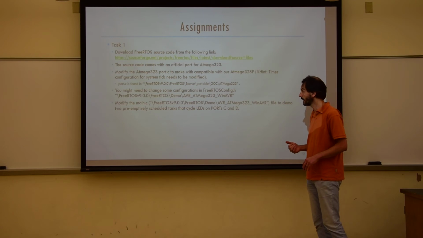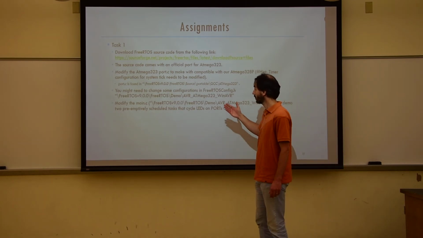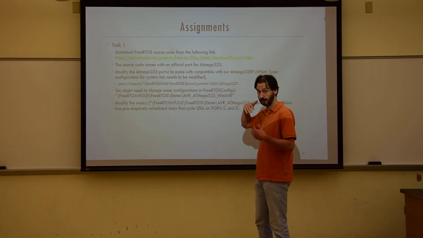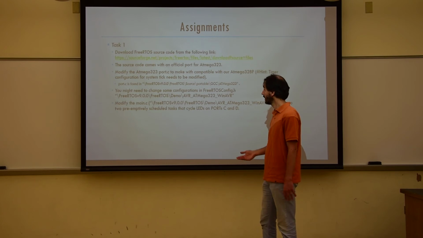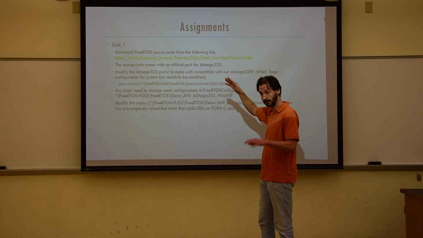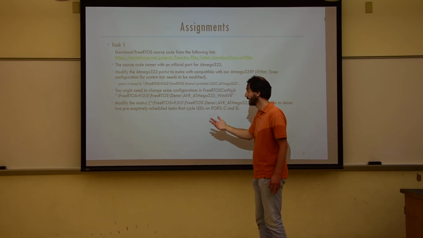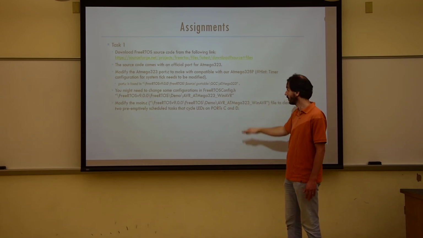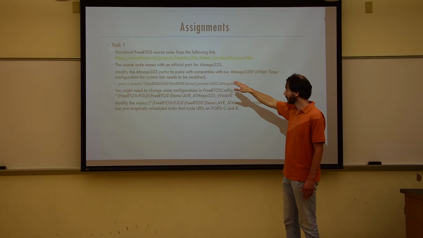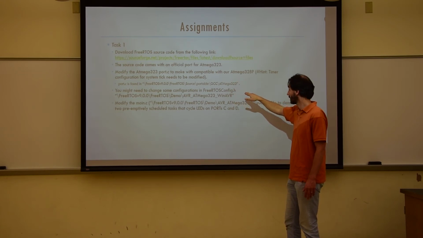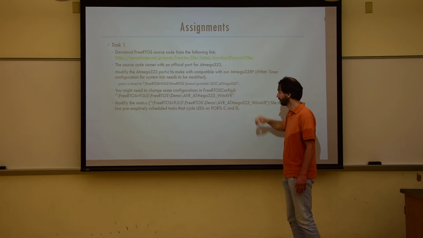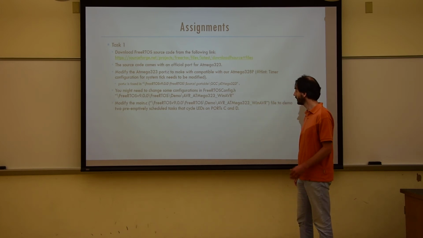But this task is really about the open source FreeRTOS that is used widely. You can get it from this link. It's also in the directory, as I said, but what you need to do is make it ready for your own MCU. The source code comes with an official port to the Atmega323, but you do not have an Atmega323, you have a 328. So you need to modify it.